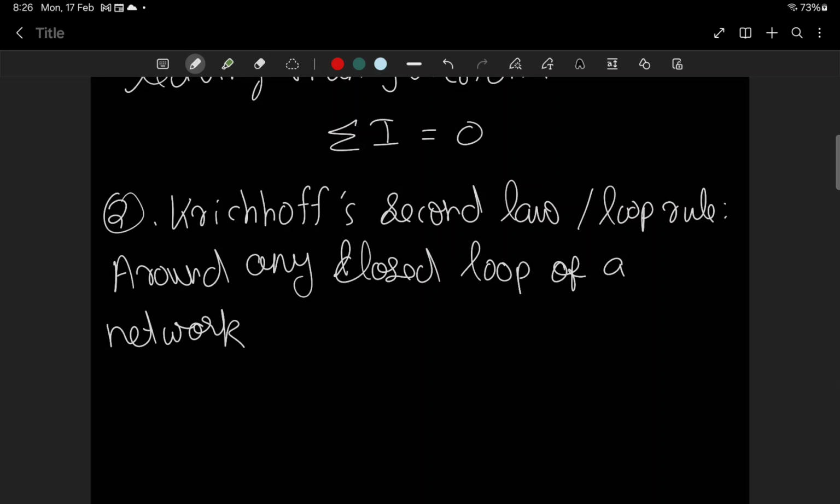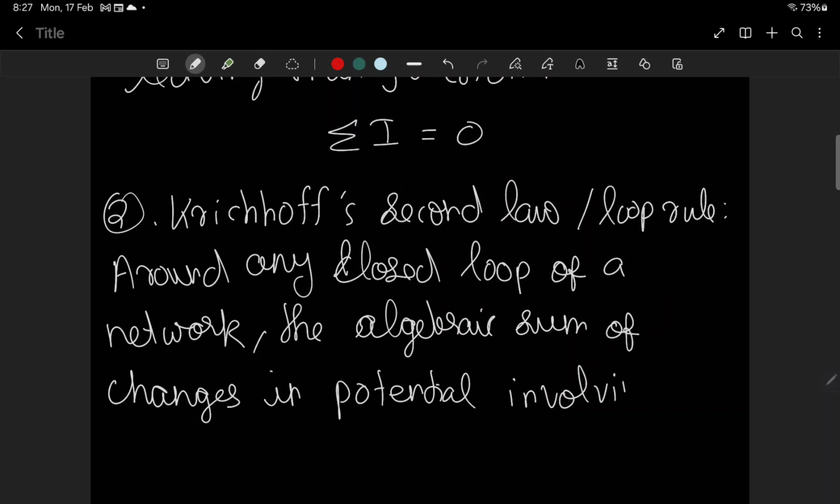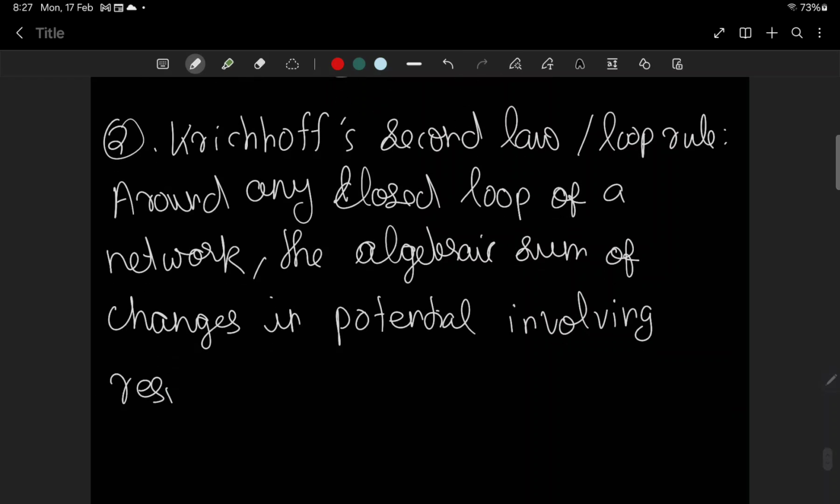Loop rule. The algebraic sum of changes in potential around any closed loop of a network involving resistors and cells is 0. Inductors are not counted at all. That is, once again I am telling, the change of potential around any closed loop of a network involving resistors and cells is 0. That's the loop rule.